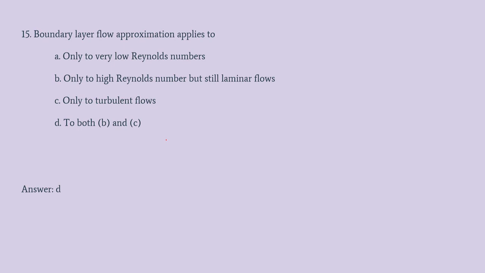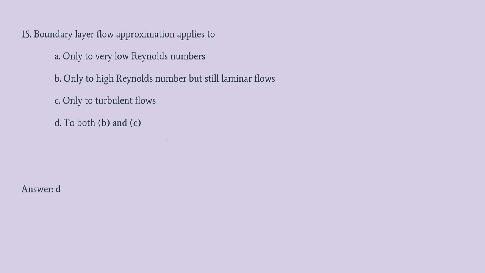So where does this boundary layer flow occur, that's the question. The options are: only for very low Reynolds numbers; second, only for high Reynolds numbers, but still laminar flows; the third one, turbulent flows.